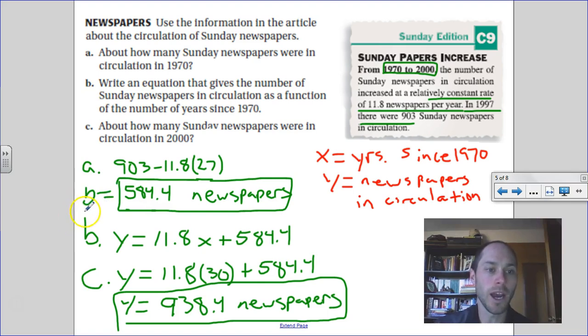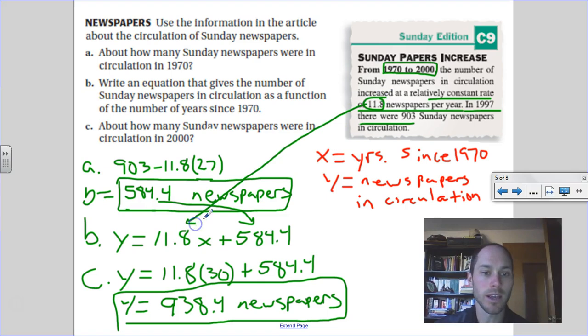My y-intercept. So part B tells us to write an equation as a function of number of years since 1970. So if this is our b value, our initial starting point, and our rate of change is 11.8, that gives us our equation there. So to find out how many there are in 2000, 2000 is 30 years since 1970, so I can plug in 30 for x into my equation and find out that there should be 938.4 newspapers.